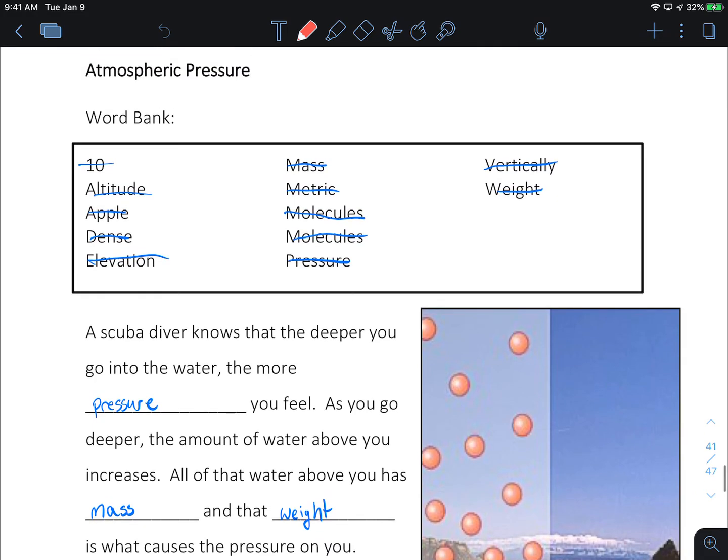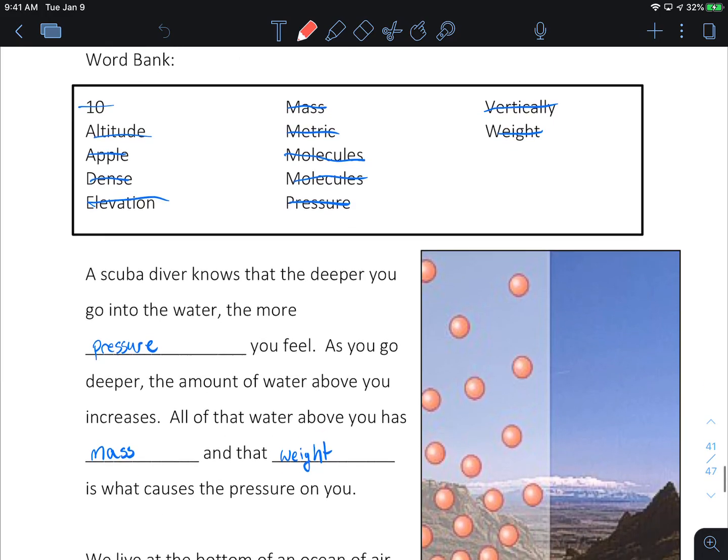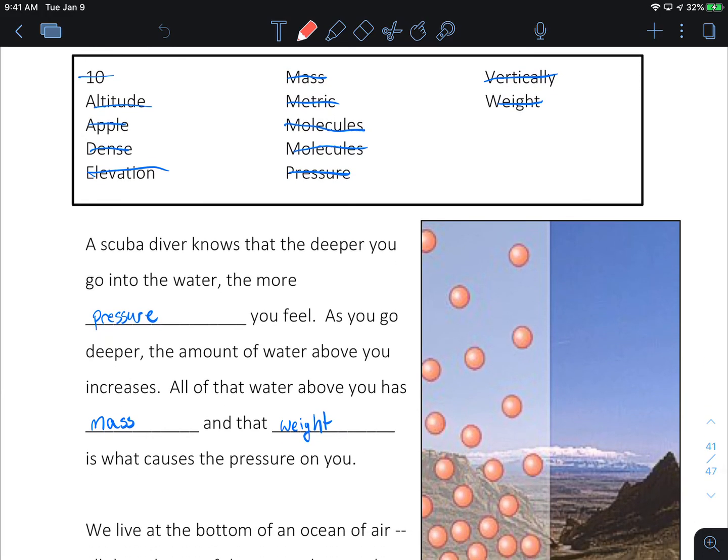So, atmospheric pressure. A scuba diver knows that the deeper you go into water, the more pressure you'll feel. If you dive underwater, you start to feel more pressure. You might even find this if you go to a pool and swim to the bottom of the pool. You can feel that depth, that pressure, on your eardrums usually.